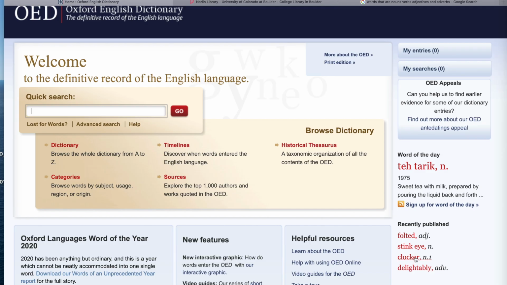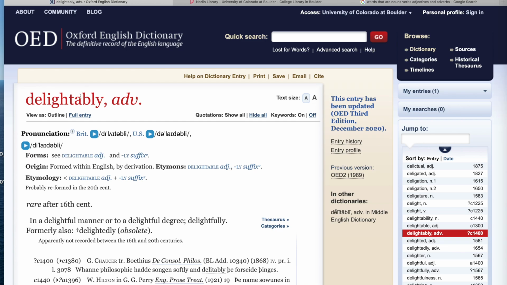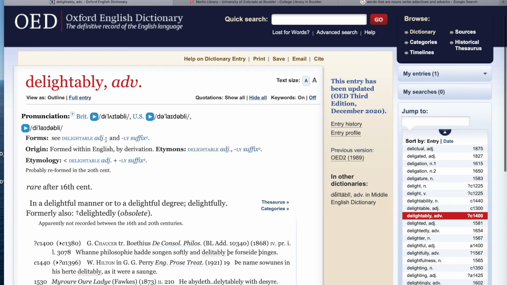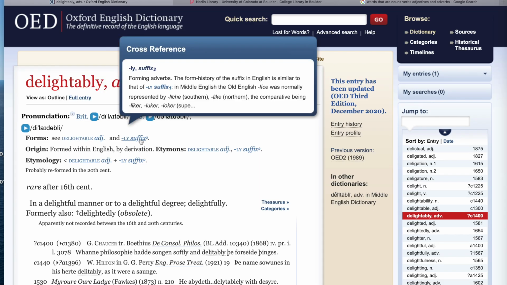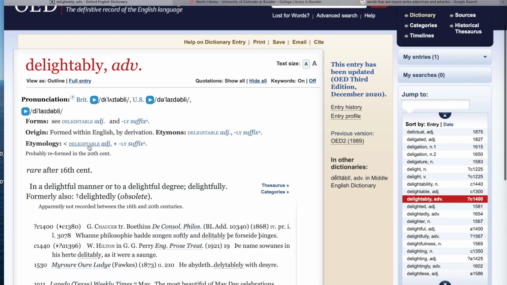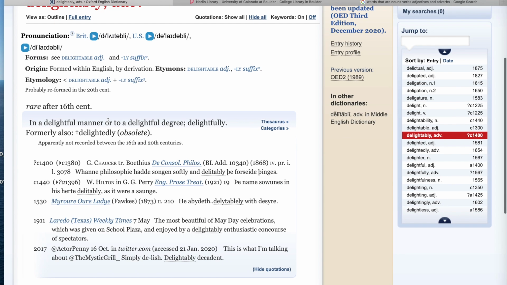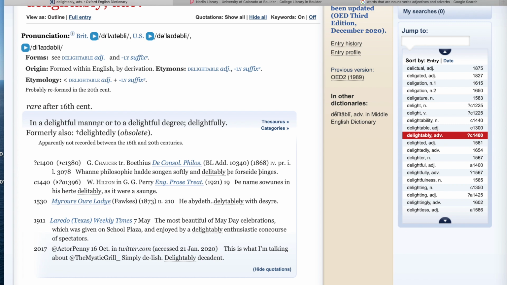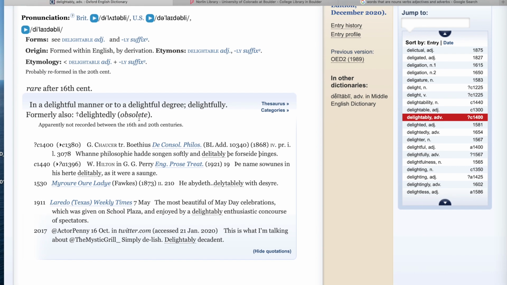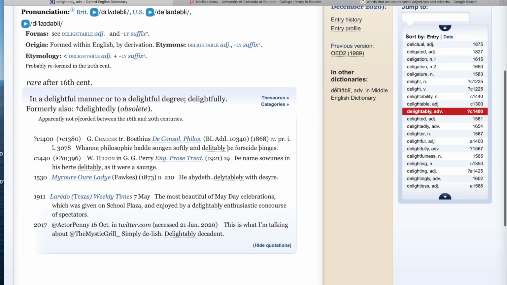So let's just look at delightedly, see what it says. All right, delightedly. It gives you its pronunciation, and you can play that. Delightedly. It gives you its adjectival form. It gives you the suffix and the etymology. Look down, it says it's rare after the 16th century. No, this is the definition: in a delightful manner or delightful degree, delightfully, right? So it's the same word, basically. It's kind of a made up word.